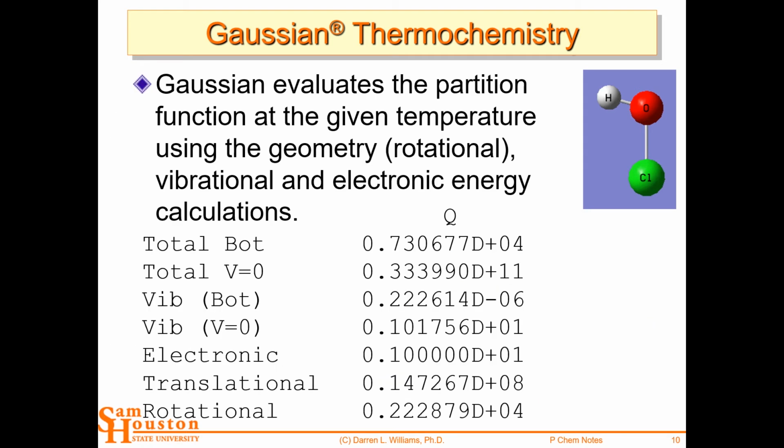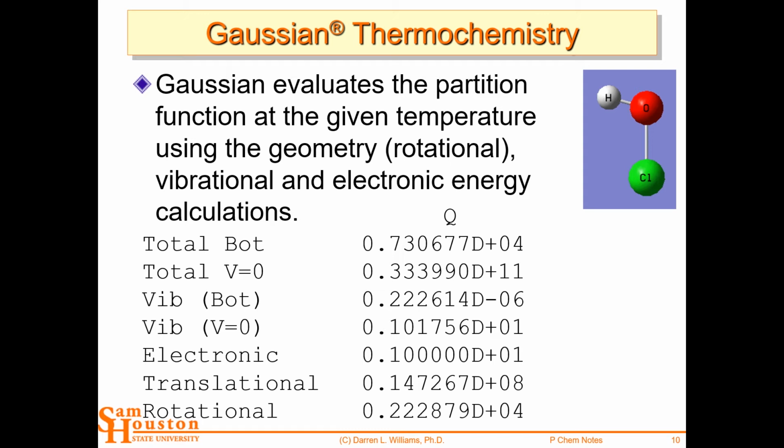So here's the partition functions that we get from Gaussian. So it calculates them for us. It's very nice. We have the rotation, translation, electronic, which we'll talk about next, and then the vibration with V equals 0, the vibration with the bottom of the potential well set at 0, and then the totals. And we could calculate these. Okay. Let's just look at them.